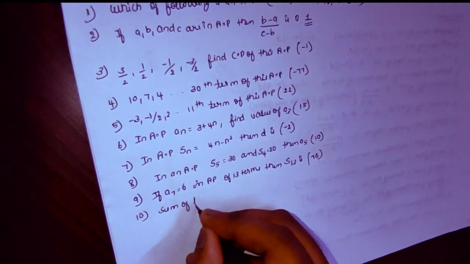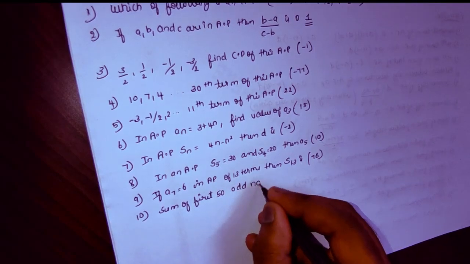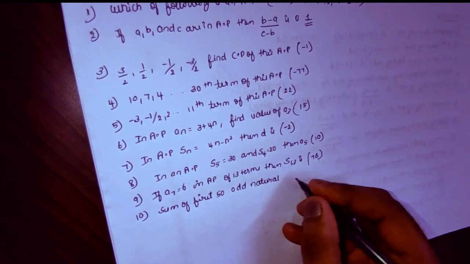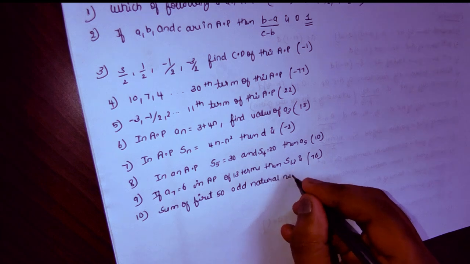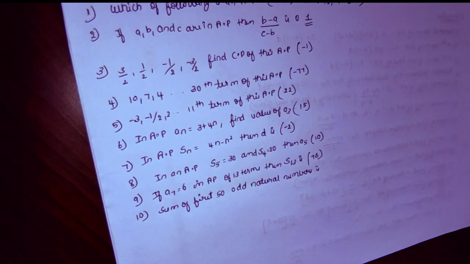Sum of first 50 odd natural numbers. Direct application of the formula. Instead of the value of n, you have to put 50. The answer is 5000.